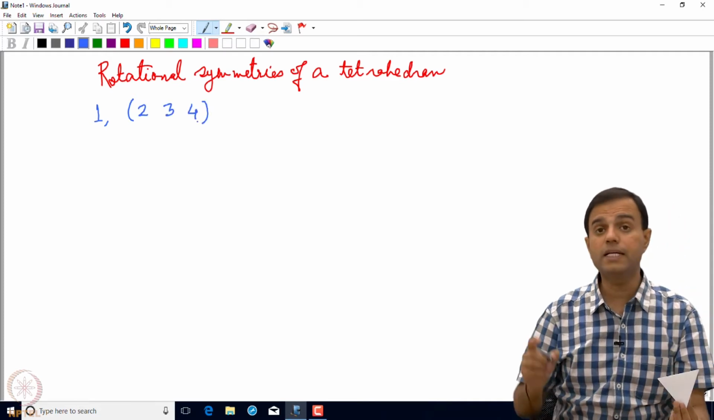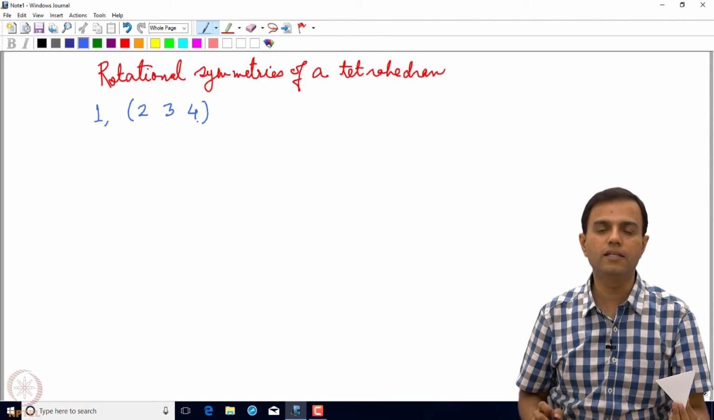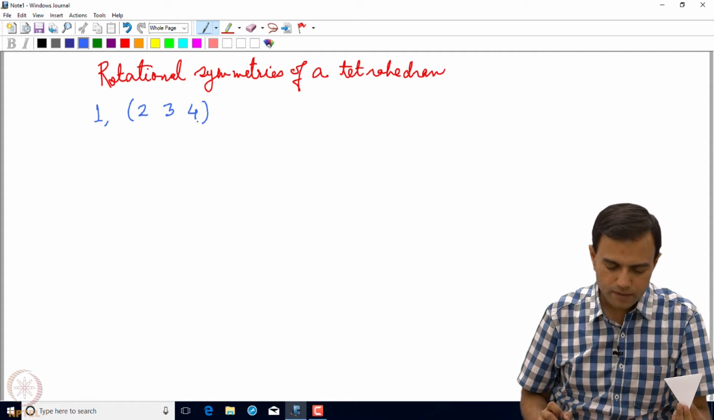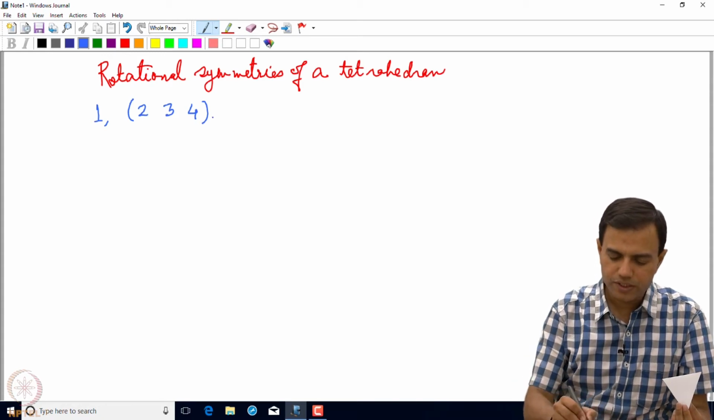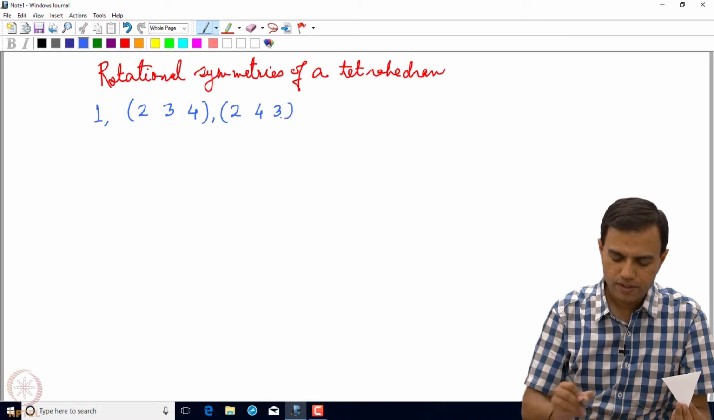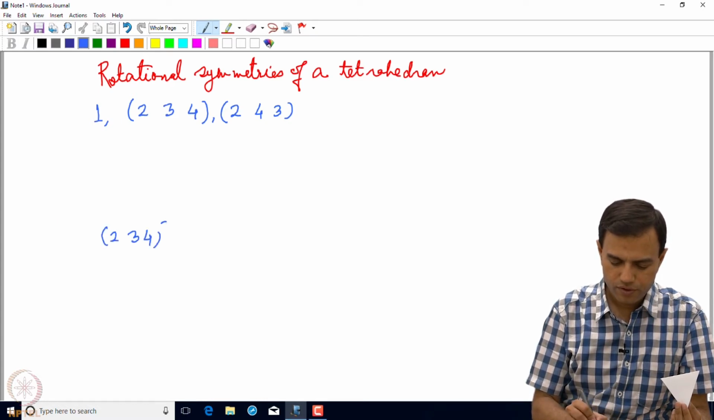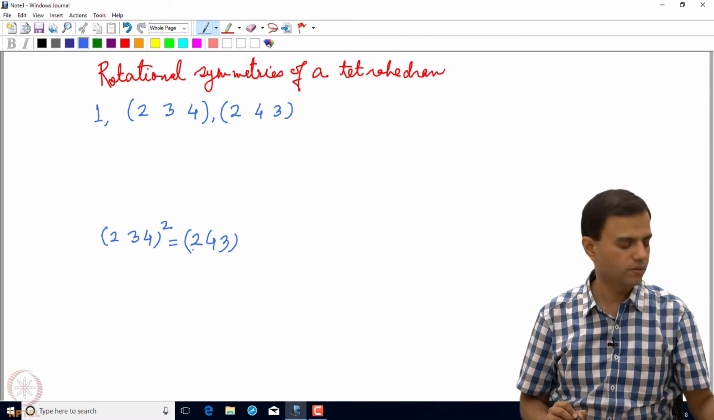Vertex 2 goes to 3, vertex 3 goes to 4. So I write it exactly in the same fashion as I did earlier in the group of permutations Sn. Here vertex 1 is fixed, and then I do it once more. So what I actually get is (2 4 3). In fact, the square of (2 3 4) is equal to (2 4 3). That's easy to compute.